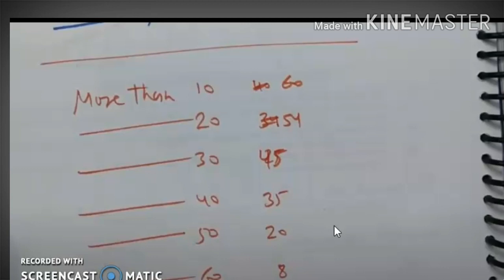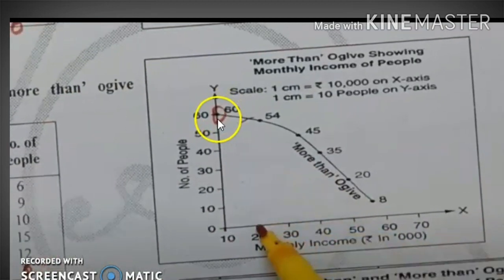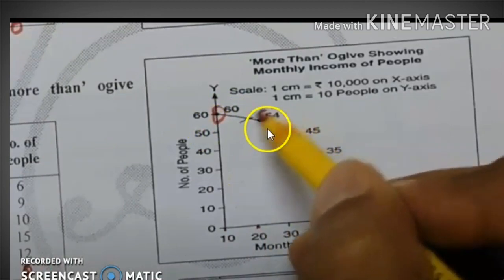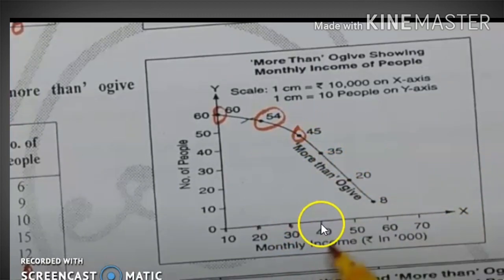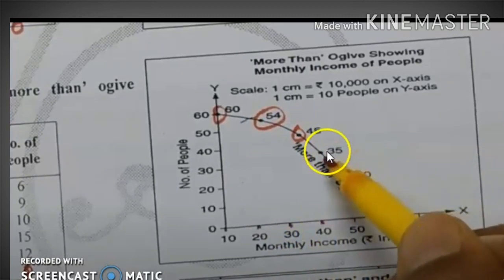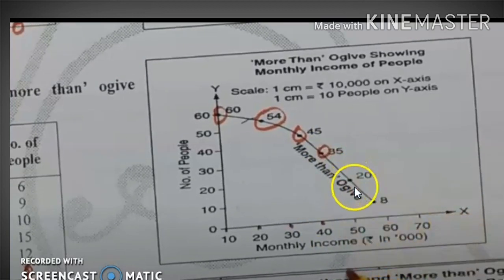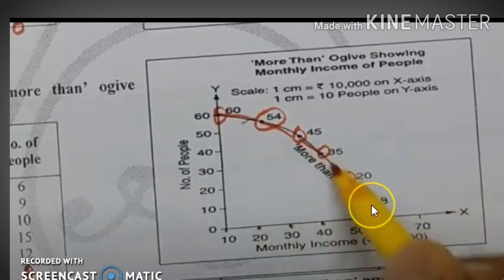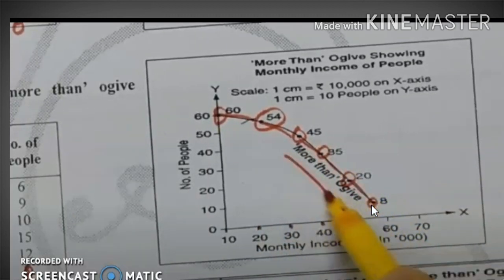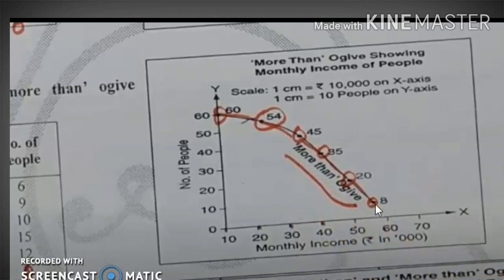Then the answer will be like this. Hope you all will be getting the answer. Do it by yourself. Accordingly mark the point 60. Then for 20 it's 54. Then for 30 it's 45. Then for 40 it's 35. Then here for 50 it's 20. Then here, what's the answer? It's 55, that's 8. Okay, here for 60 it's 8.